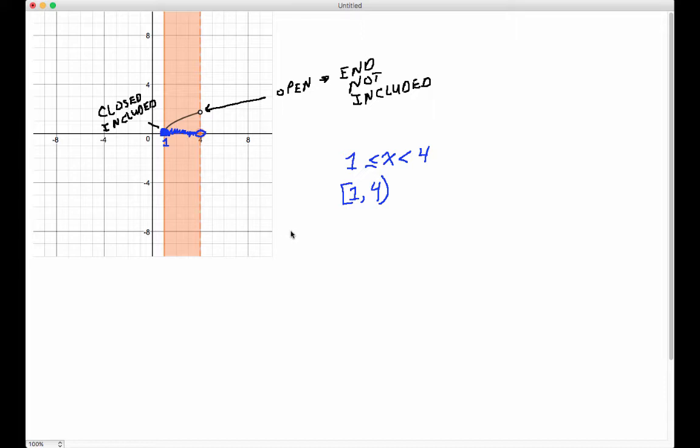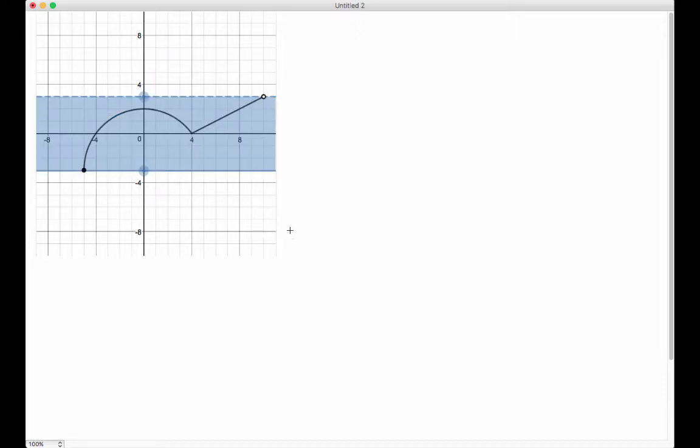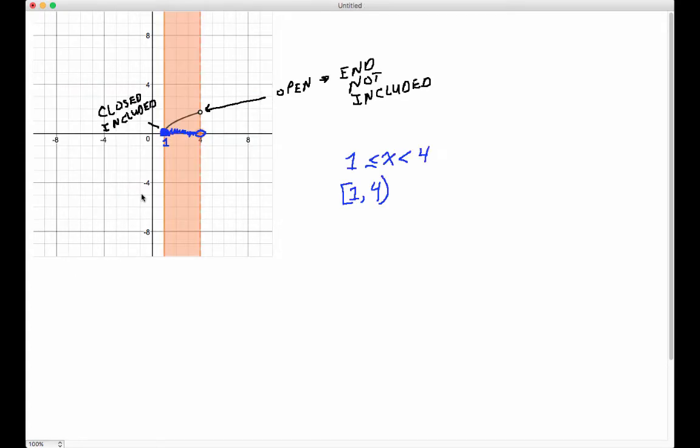Okay, now similar idea with range. Let's go ahead and take a look at an example of range. In this graph, the blue shaded region represents where we have y values, or the range of our function. Notice up here that we have an endpoint that is open, which means that endpoint is not included. And down here we have an endpoint that is closed, which means that endpoint is included. Correspondingly, on both the previous graph and this one, we see a dashed line and a solid line respectively.